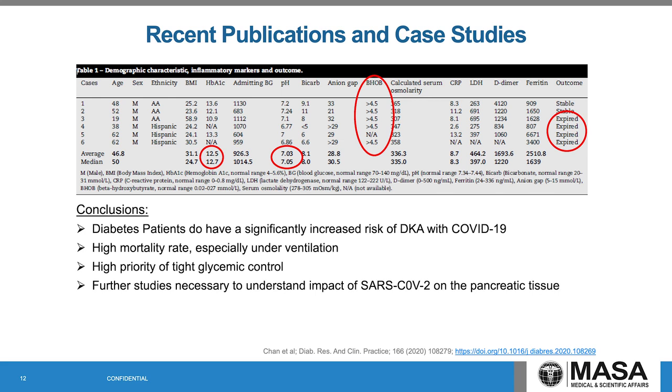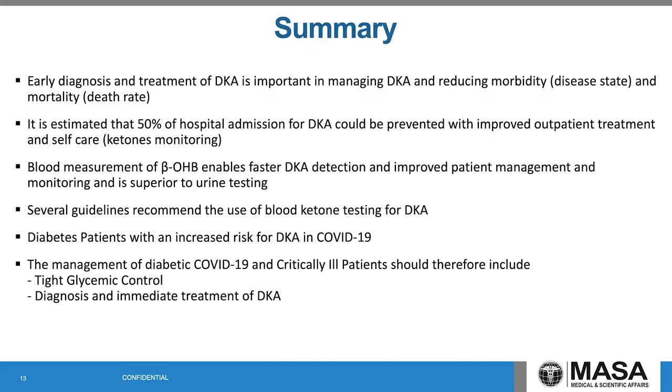With this type of patient, there is a high associated mortality rate, especially when they are under ventilation. They are a priority for tight glycemic control, and the authors concluded that more studies are needed, and there are several more underway, to my knowledge.